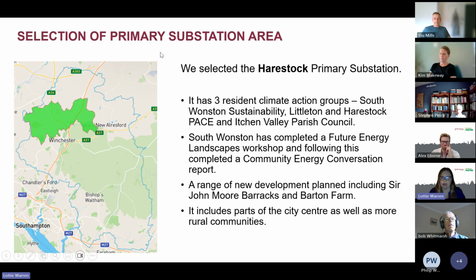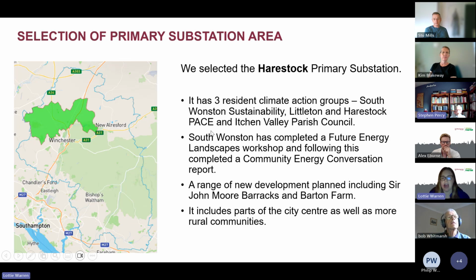So when we examined all those factors, we ended up with a shortlist, and from that we chose the Harestock primary substation. So you can see here with this map on the left, which outlines what we mean when we're talking about the Harestock area. So just above the city centre, it includes a few wards of the city centre, and then the wider area, we've got Harestock, South Wonston and Itchen Abbas.